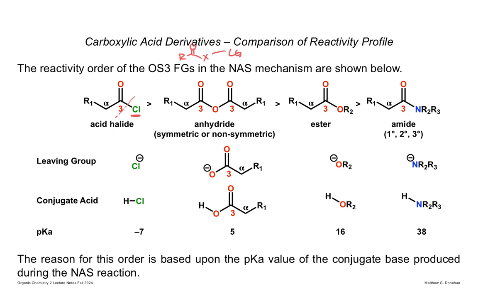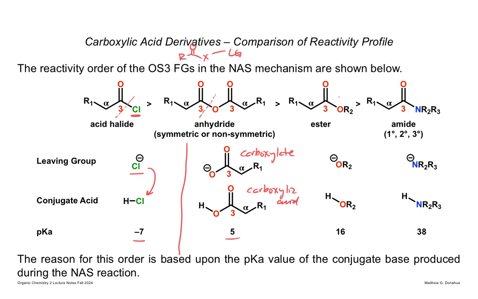So in acid chloride, the leaving group is Cl minus. The conjugate acid of that is HCl, and the pKa of HCl is -7. For an anhydride, the leaving group is a carboxylate. Its conjugate acid is a carboxylic acid. And then we said those pKa's were 5. So you see right there that jump from negative to positive.